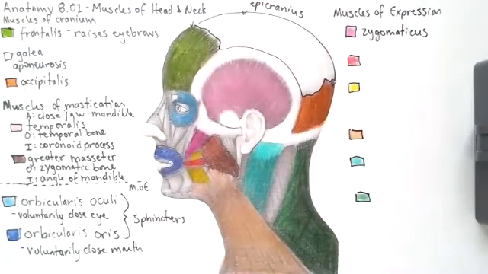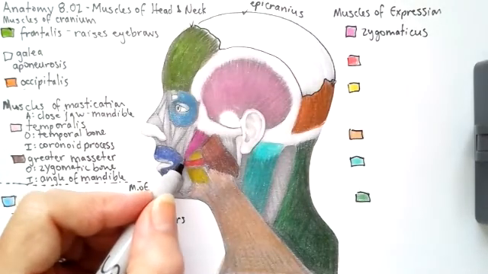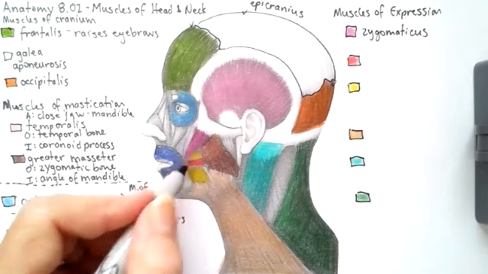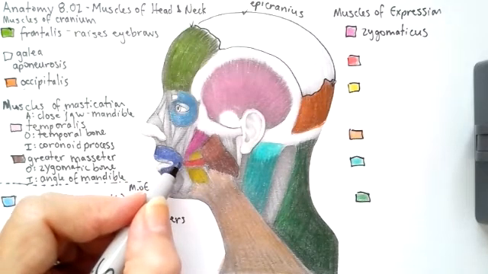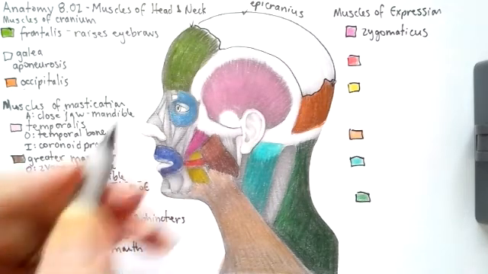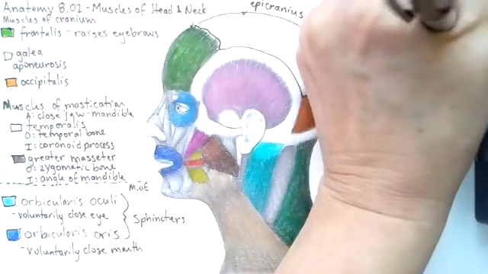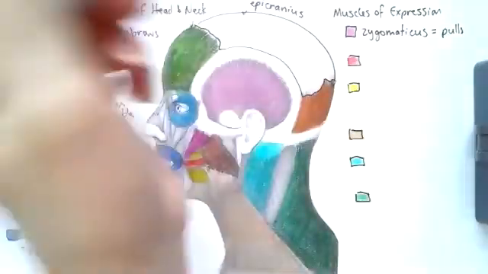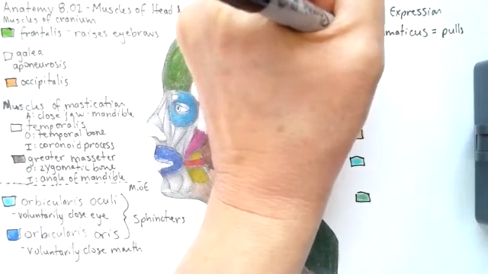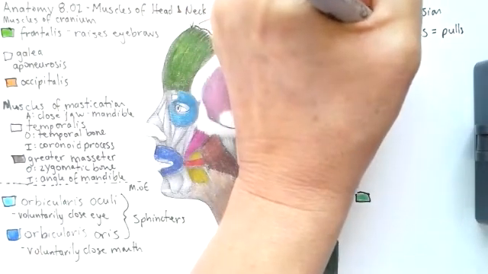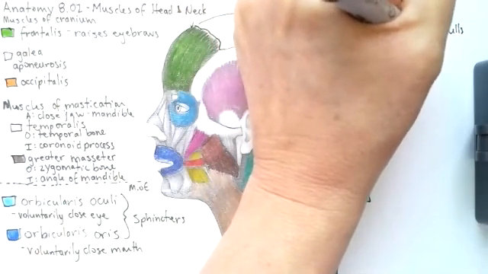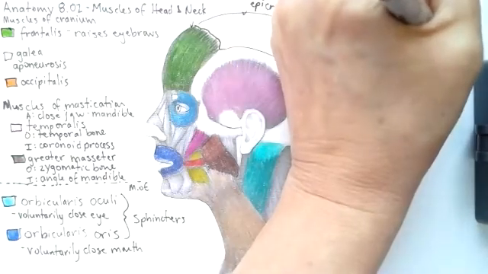Zygomaticus, Z-Y-G-O-M-A-T-I-C-U-S. So it's named for the origin. You don't have to know that. But when you contract your zygomaticus, you can think if this muscle shortens, you can kind of see what's going to happen. The corner of the mouth is going to go up. So this pulls up the corner of the mouth. And this is one of the muscles responsible for smiling.